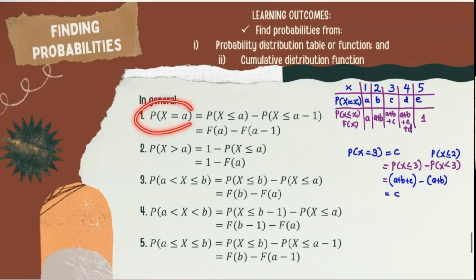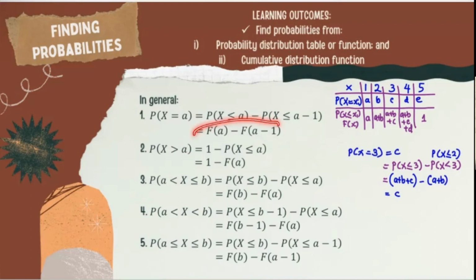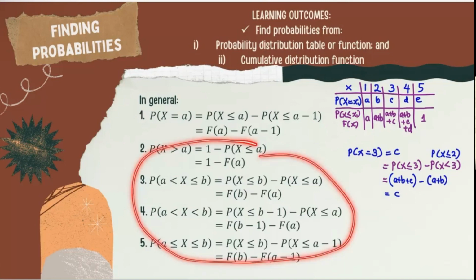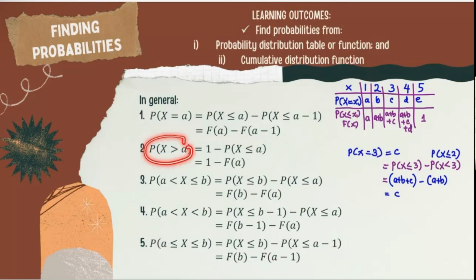P of x equals to a equals to fa minus fa minus 1. Okay, so everything here dia menggunakan konsep yang sama. Okay, let's try this one pula kan in terms of 1, 2, 3. So kalau x greater than, tadi kita punya a adalah 3. So if I change into p of x greater than 3, so yang dimaksudkan adalah kita nak tambahkan px equals to 4 plus px equals to 5.